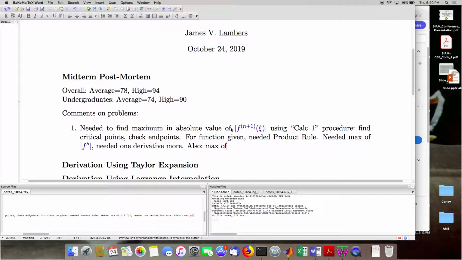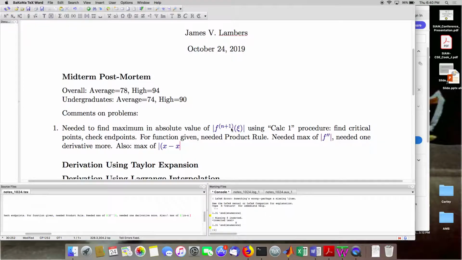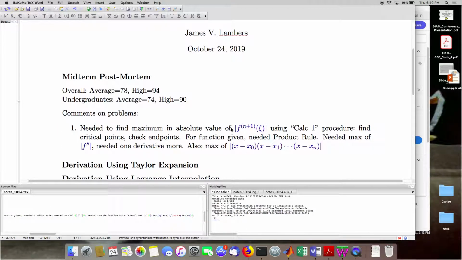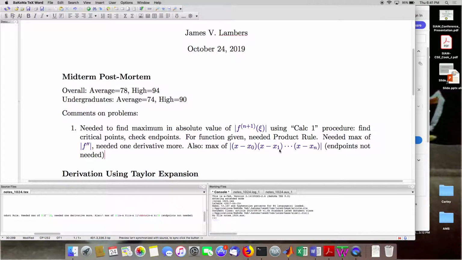You also needed the max of the product (x minus x0)(x minus x1) up to (x minus xn). And here again, critical points. Here the endpoints are not needed, because at the endpoints you know it's 0. So that was the key to getting the error. It just seemed like there were a lot of algebraic mistakes or mistakes in lower level skills that prevented people from getting full points on that problem.